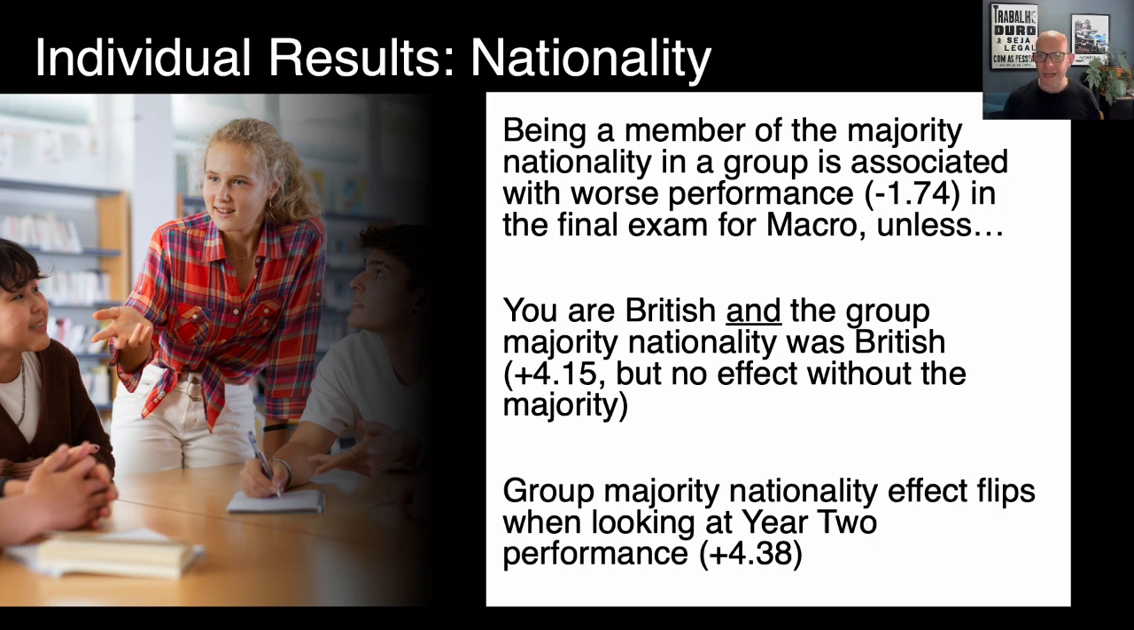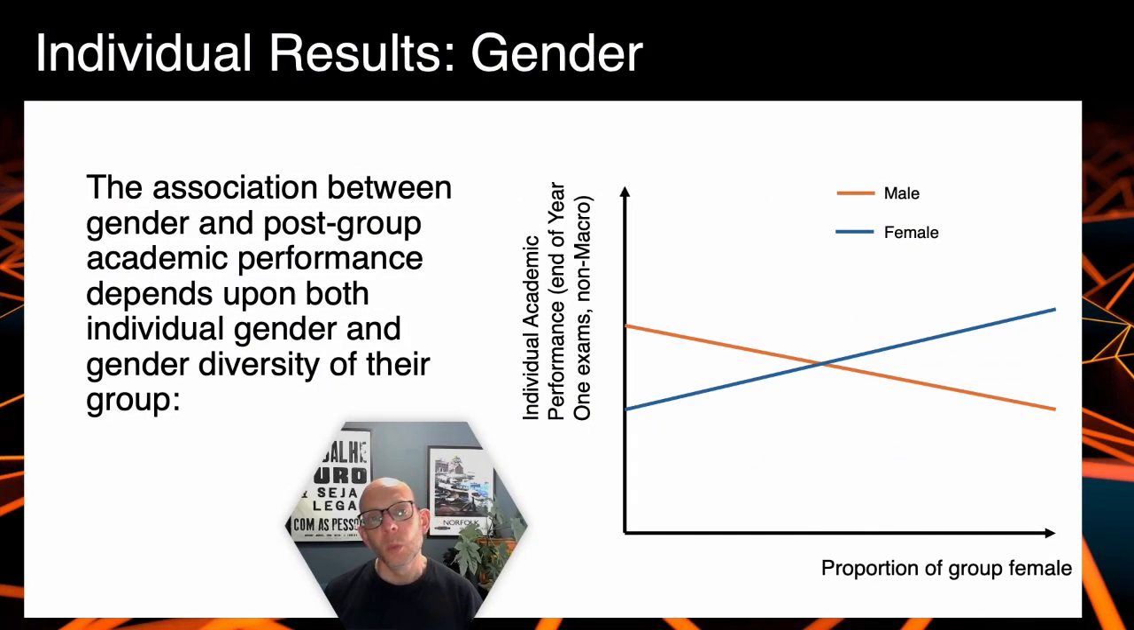Strangely, this group majority effect flips when looking at the year 2 results. We don't really know what that means just yet. We actually find some very fascinating results with regards to gender. So we observe at a baseline an awarding gap where women tend to perform less well than men in their final exams. But we see that actually the proportion of women in the study group affects the final exam performances.